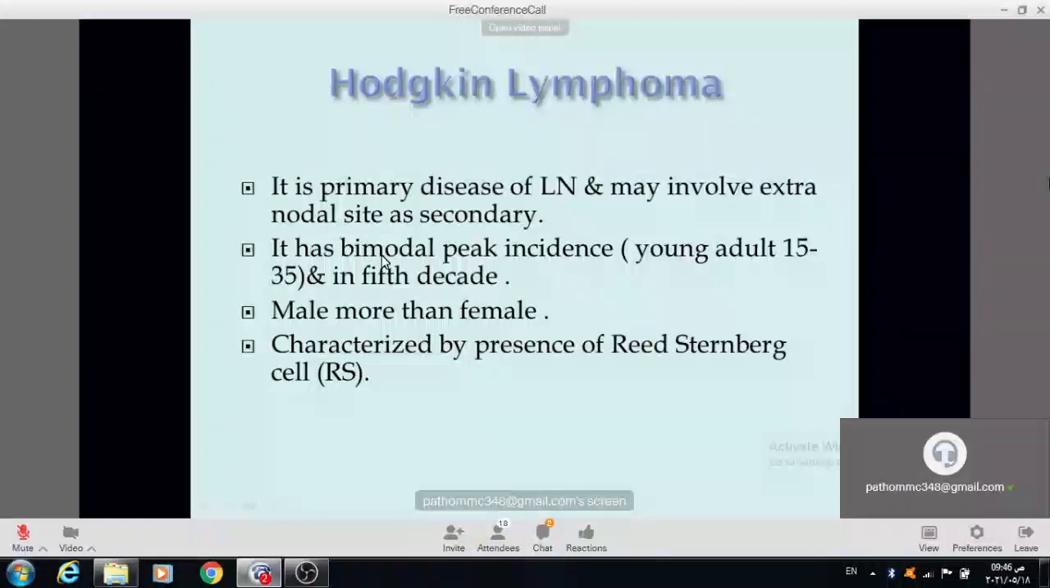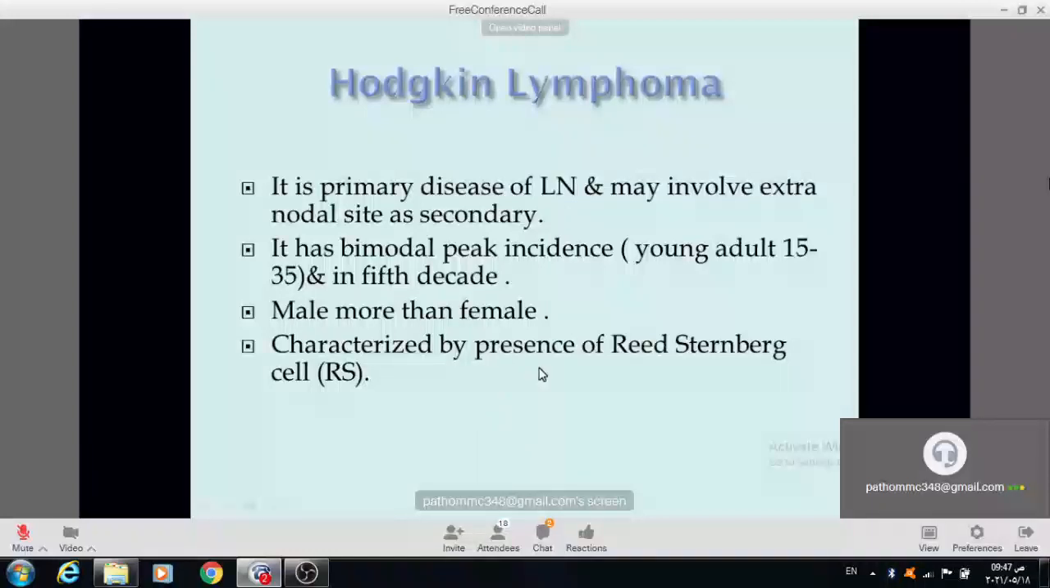The usual age of presentation for this type of lymphoma is bimodal. It could present in young adults, 15 to 35 years of age, or it could present in the elderly in the fifth decade. So it could present in adults and the elderly, okay? Males are slightly more commonly affected than females, okay? And how can we differentiate this type of lymphoma from the non-Hodgkin?